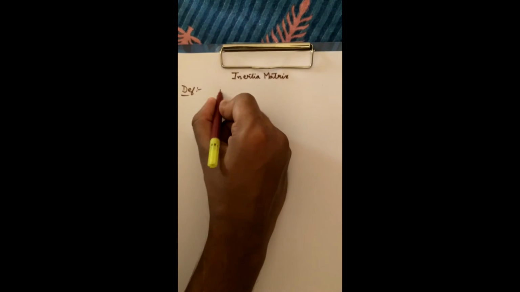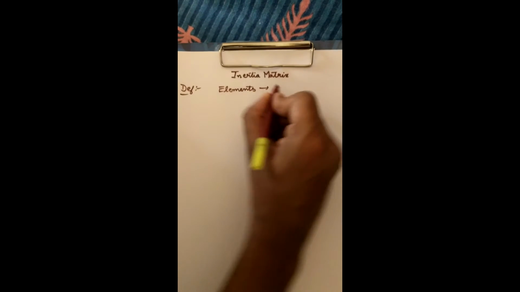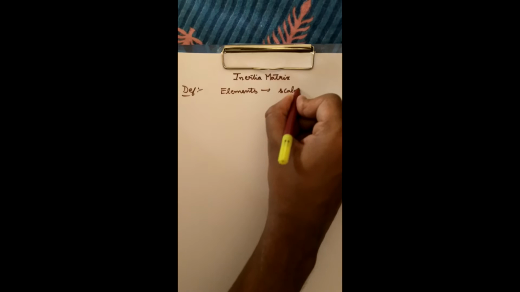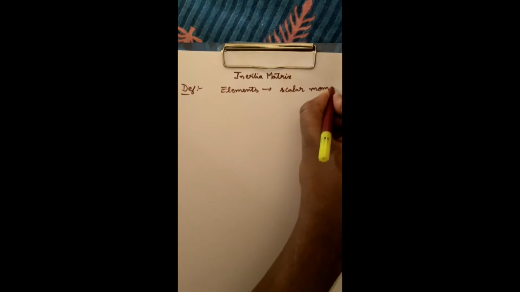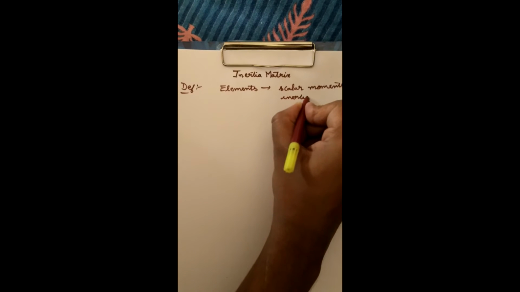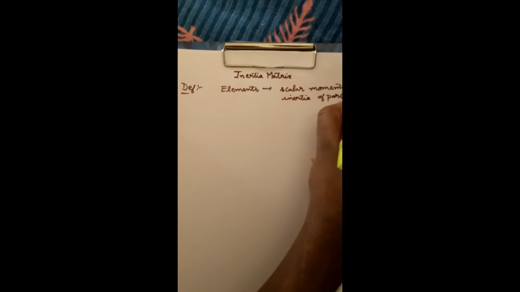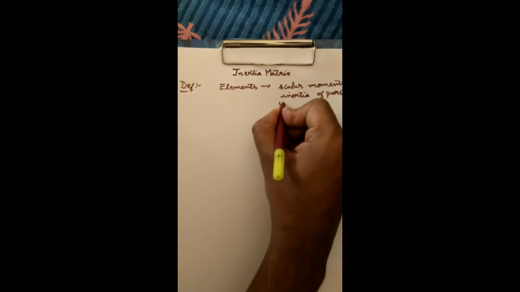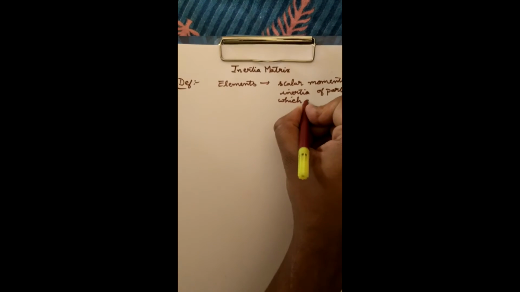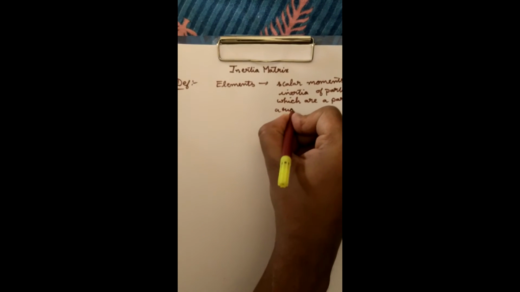Basically, the elements of the inertia matrix are nothing but the scalar moments of inertia of all the particles which constitute a rigid body, which are a part of a rigid body in 3D.